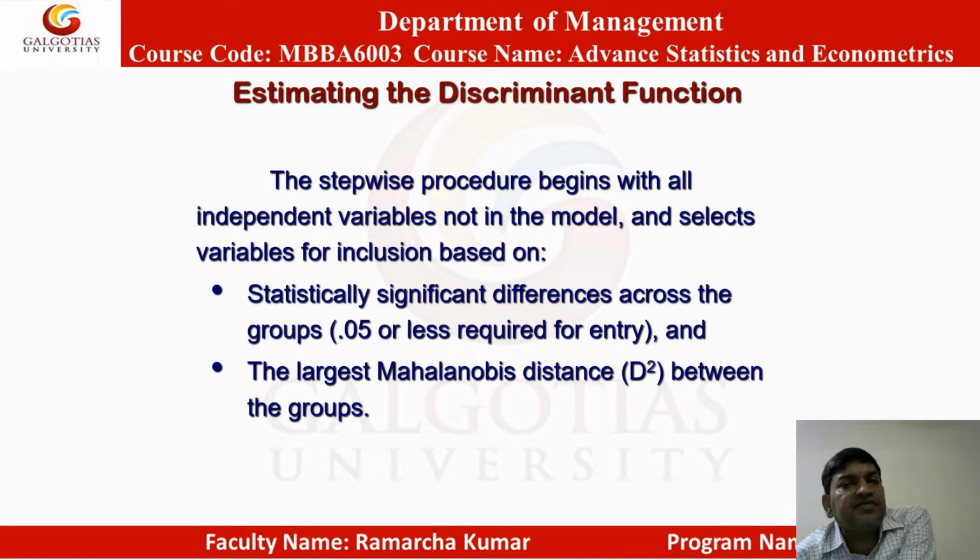Estimating the discriminant function. The stepwise procedure begins with all independent variables not in the model and selects variables for inclusion based on statistically significant difference across the groups, that is 0.05 or less required for entry, and the largest Mahalanobis distance D square between the groups. So Mahalanobis distance is a statistical measure of distance in which you take correlation into account while calculating the distance.